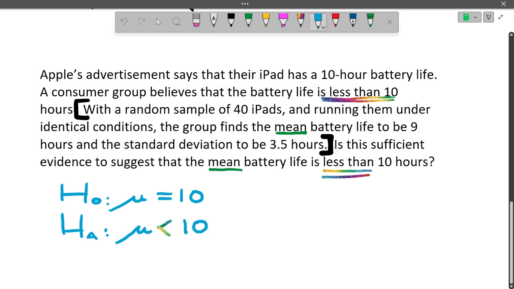So the same number in the null and the alternative, both are 10, and also the same symbol, mu. But our null hypothesis has equals, and our alternative hypothesis has less than, because that was the motivation for the group collecting the data, and this is what they wanted to test.